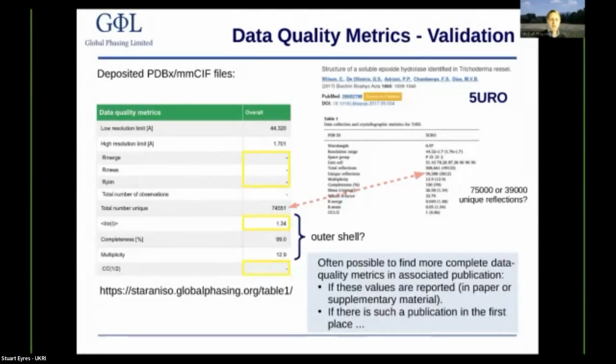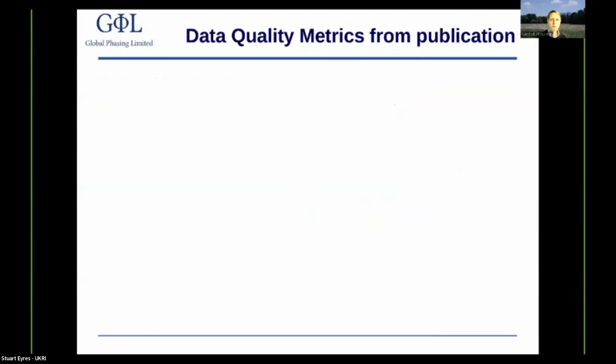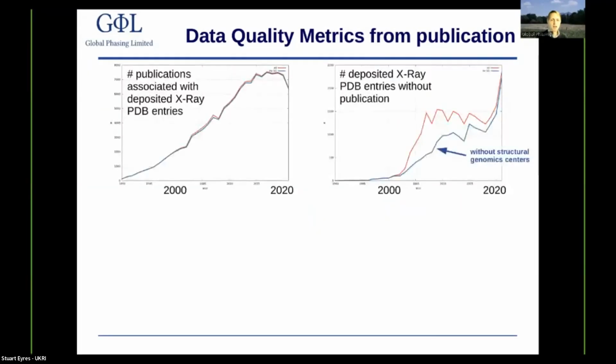So missing or incorrect data quality metric values can often be recovered or corrected by going back to the original publication, but who is going to do all that? Checking thousands of partially incomplete or suspicious PDB entries. And what if no publication is available at the time of deposition, or never at all?